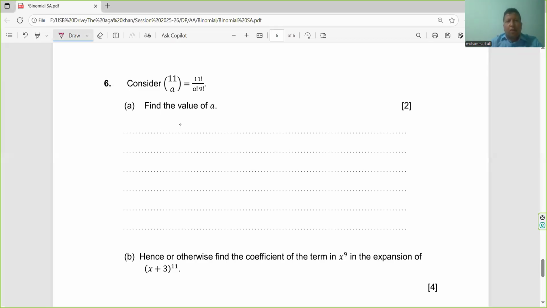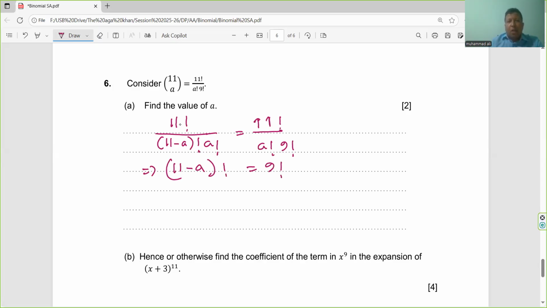Question number 6. Consider 11CA equals 11 factorial divided by A factorial, 9 factorial. We can write 11CA means 11 factorial divided by (11 − A) factorial and A factorial. The 11 factorials cancel and the A factorials cancel, so (11 − A) factorial equals 9 factorial. If both sides have the factorial, we can remove it, so 11 − A equals 9. So 11 minus 9 equals 2, and finally A equals 2.